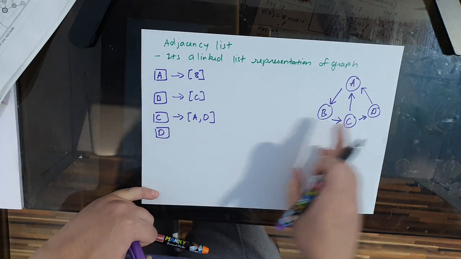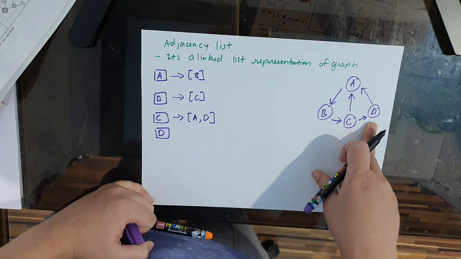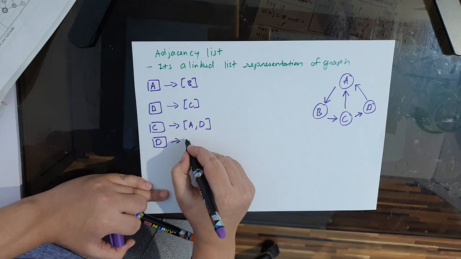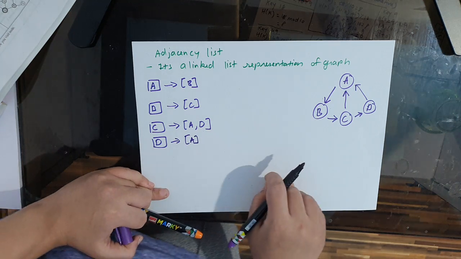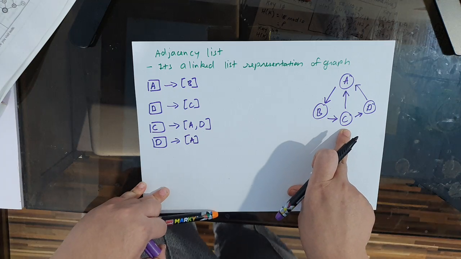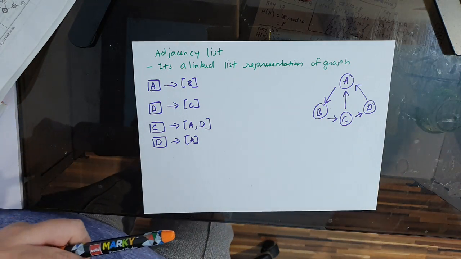Is D connected to himself? No, he's not connected to himself. Is D connected to A? Yes, D is connected to A, so we'll mention A right here. Is D connected to B? No, it's not. Is D connected to C? No, it's not. So we are done with our adjacency list representation.